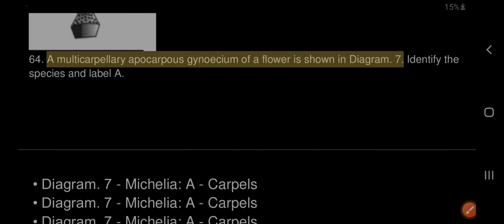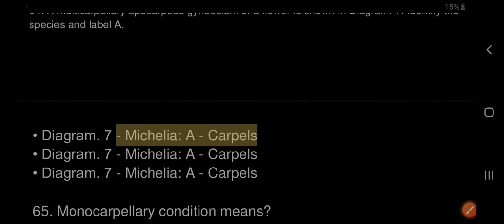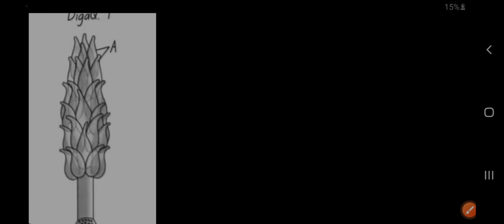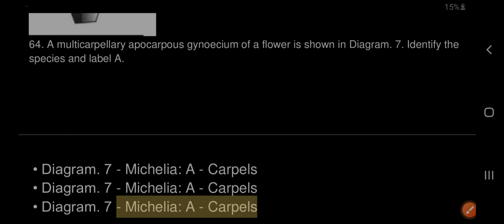64. A multicarpellary apocarpous gynoecium of a flower is shown in the diagram. Identify the species and label A. Michelia. A. Carpels.